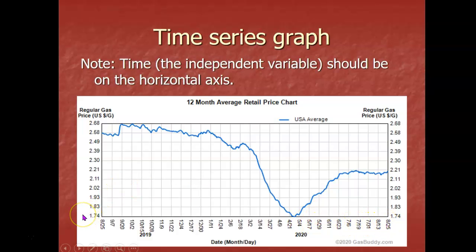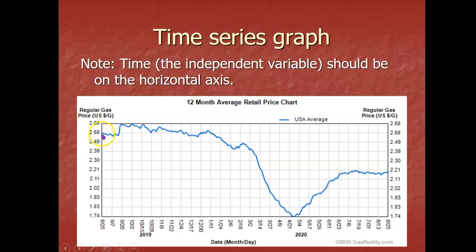And then the variable that's changing, the thing that's going up or down as you move forward through time, is on the vertical axis. So in this example, this is a time series graph showing how the average price of a gallon of gas in the United States has gone up or down, how it's changed over the past year, starting from August of 2019 through August of 2020.